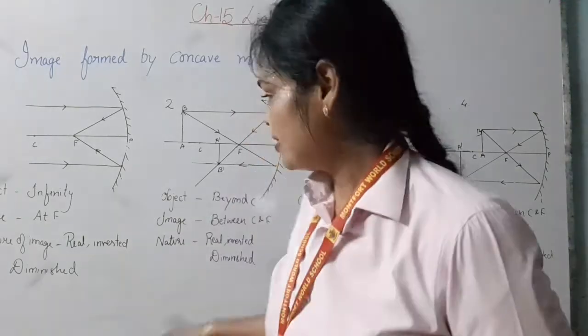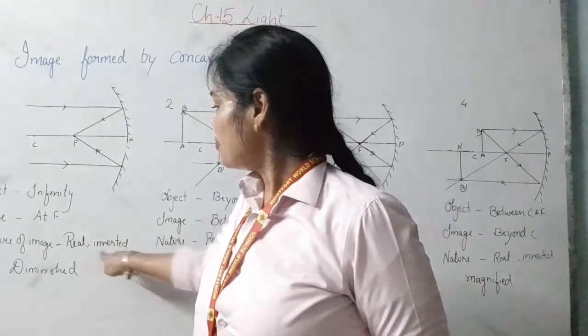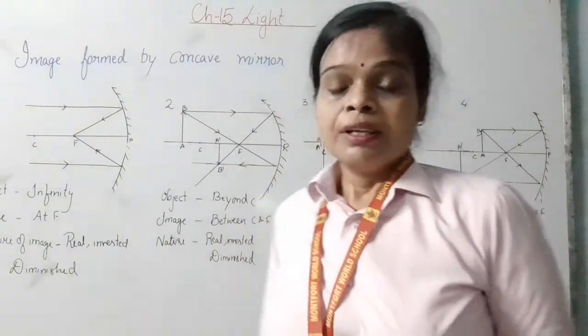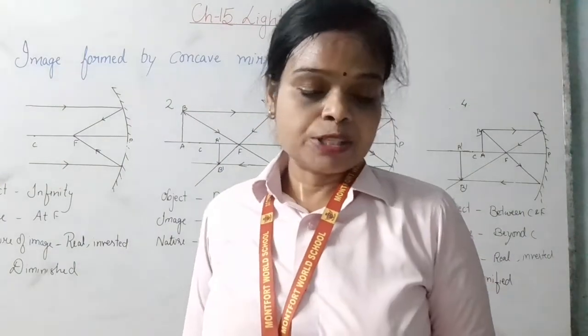Real images are the images formed by the concave mirrors which I have drawn. They always form real and inverted images. Whereas the convex mirror always forms a virtual and erect image.